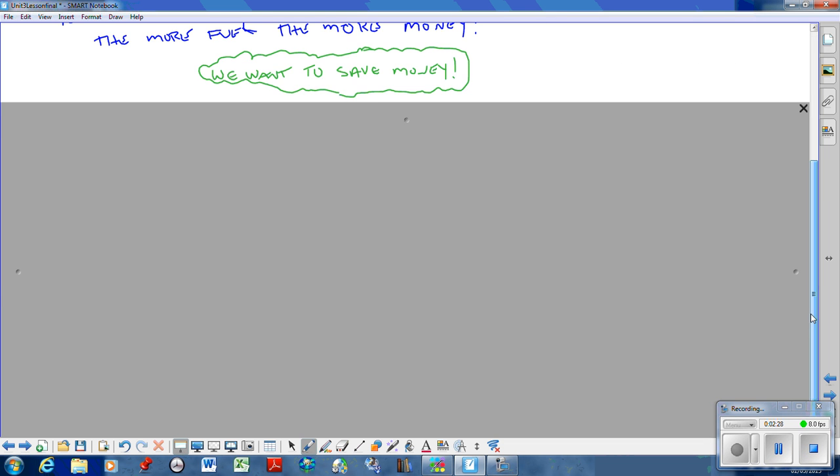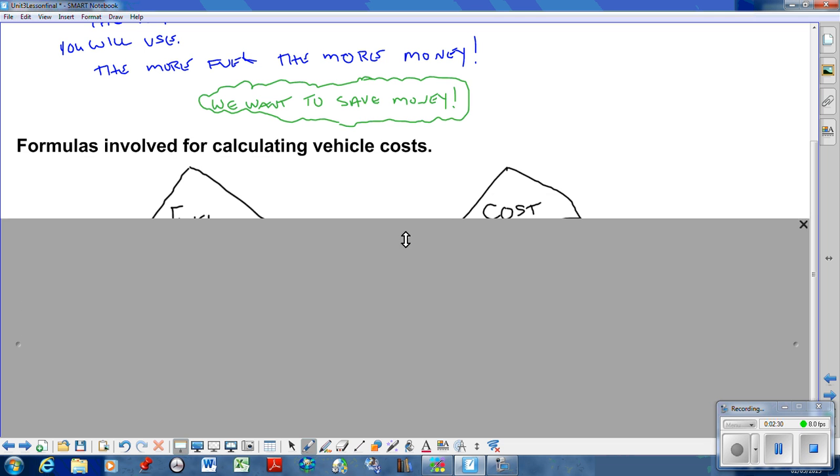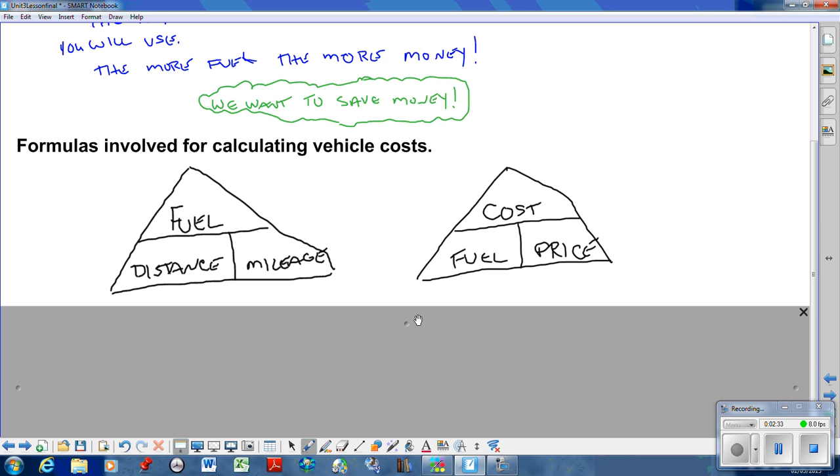So moving along then, there will be a couple of formulas you will want to add to your sheet. So we have fuel costs. This first triangle deals with fuel, distance, and mileage. Just a reminder that using the triangles, the horizontal line tells you when to do division, and the vertical bar means you multiply. So distance and mileage, if you multiply them, you get fuel. If you do fuel divided by distance, you get mileage, and so on.